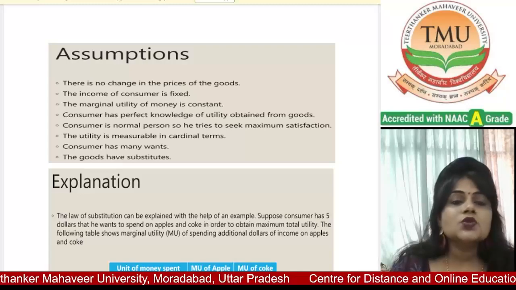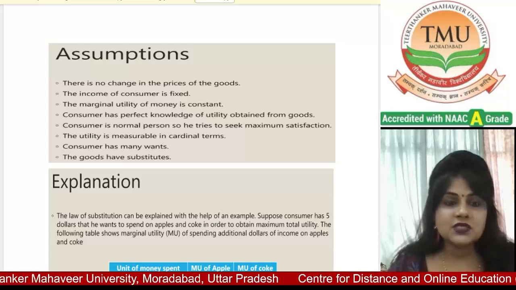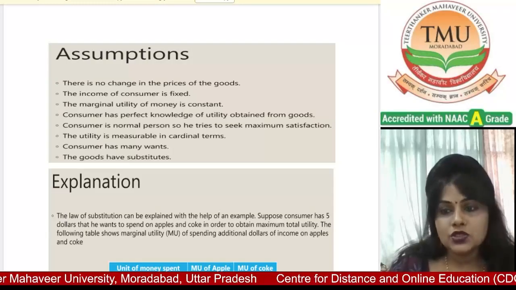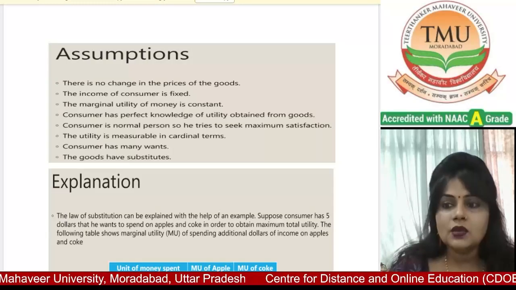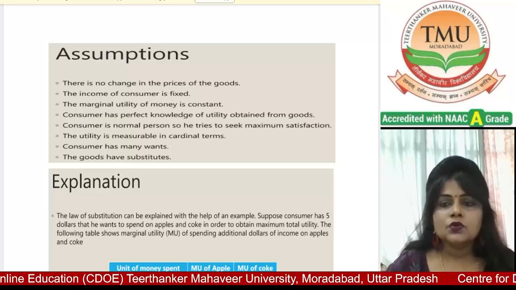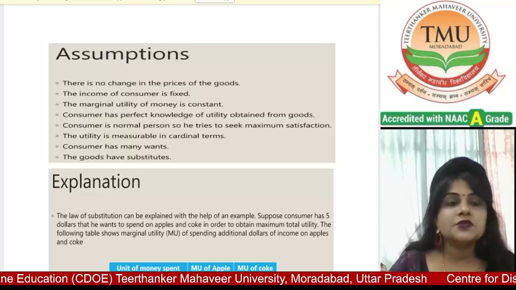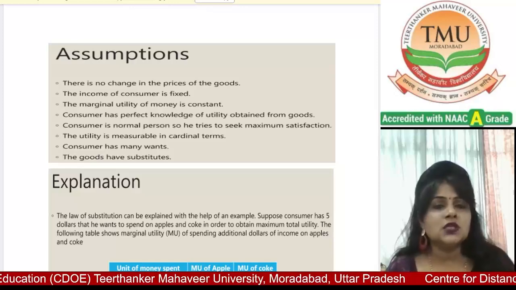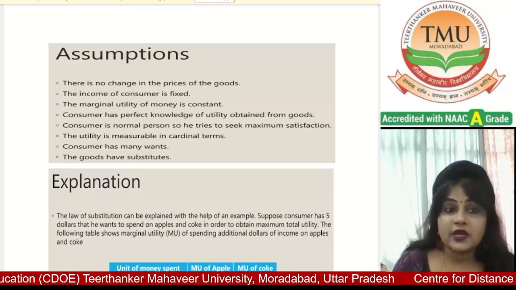In these assumptions, the consumer aims at maximum satisfaction and the units of goods are homogeneous. There should be no changes in the goods. So there are many assumptions which I have discussed, that there is no change in the price of goods or services.